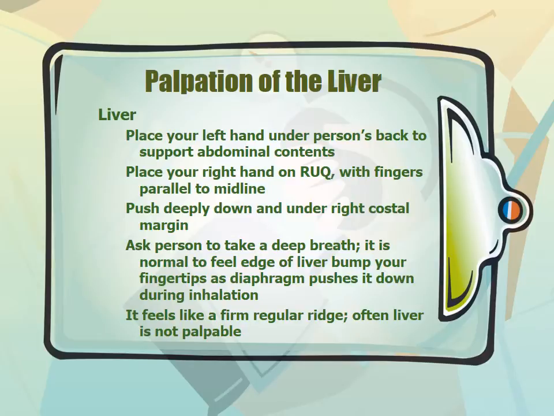You're going to ask that individual to take a deep breath, and as they are taking that deep breath and holding it, you're going to push deeply down and under that right costal margin. Okay, so down and up a little bit. When they take that deep breath, you may actually feel the very edge of the liver, but again, oftentimes you will not. When you push down deeply, you're going to ask them to release that breath. And oftentimes you'll find that the liver is not palpable, or in some cases you may feel it slip through your fingers.